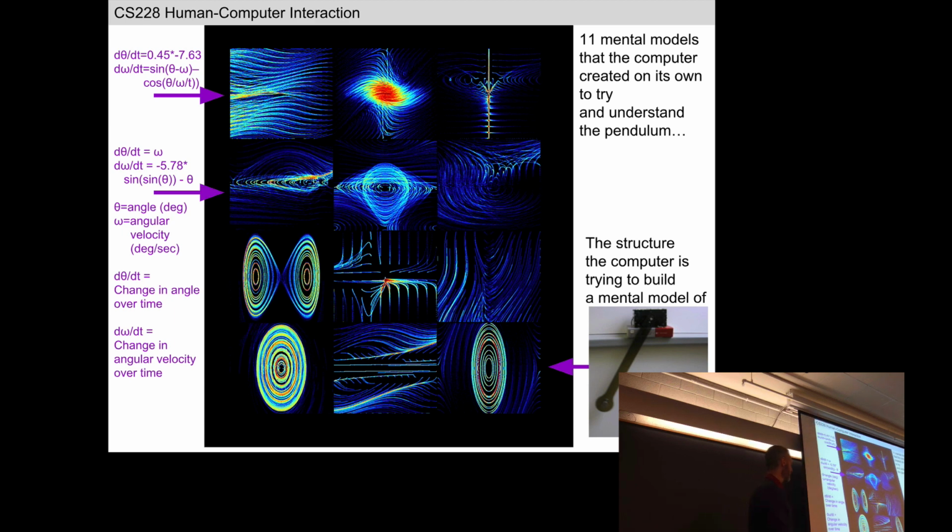I think the bottom left one is probably the best. Absolutely. If you go and look at those actual equations, they're pretty close to the equations of an actual pendulum. Right? I think that's about it.